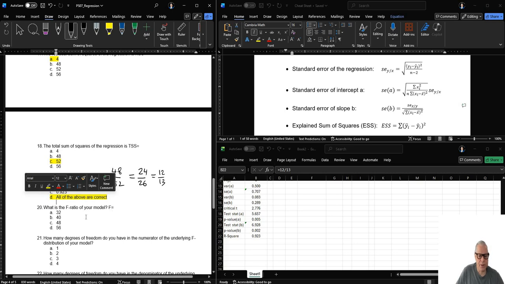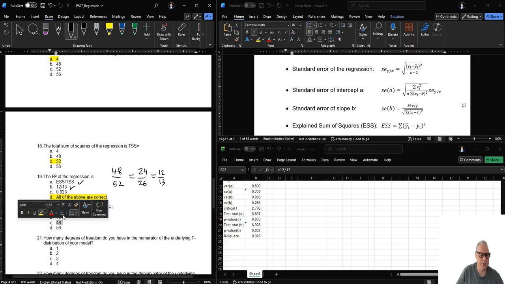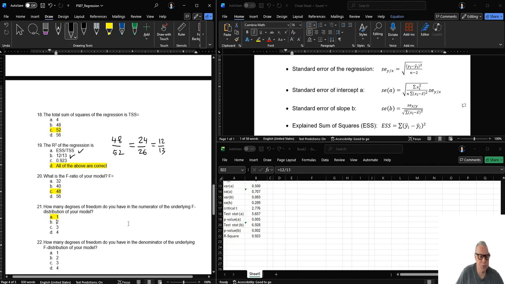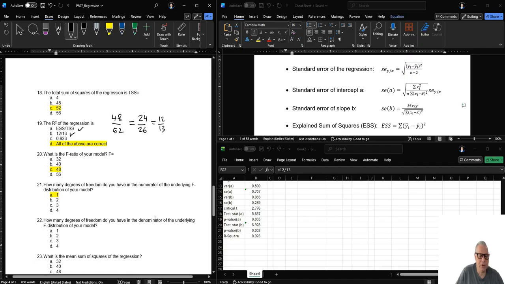Then the next question is, what is the F ratio of your model? And we said, well, this is 48. How many degrees of freedom do you have in the numerator? And that was the number of coefficients. So that is related to the regression. We have two coefficients, minus 1. So k minus 1 is 1. How many degrees of freedom do you have in the denominator? That was n minus the number of coefficients. So that is 4.